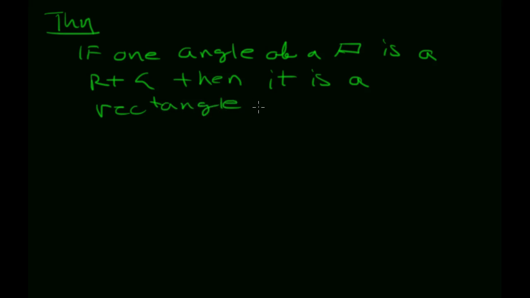So the argument here is that if I have a parallelogram and I have only one right angle, then I know that it has to be a rectangle. So why don't we try to prove that? Okay, so let's start off with a parallelogram. We'll call it ABCD. And we'll make the measure of angle D 90 degrees.